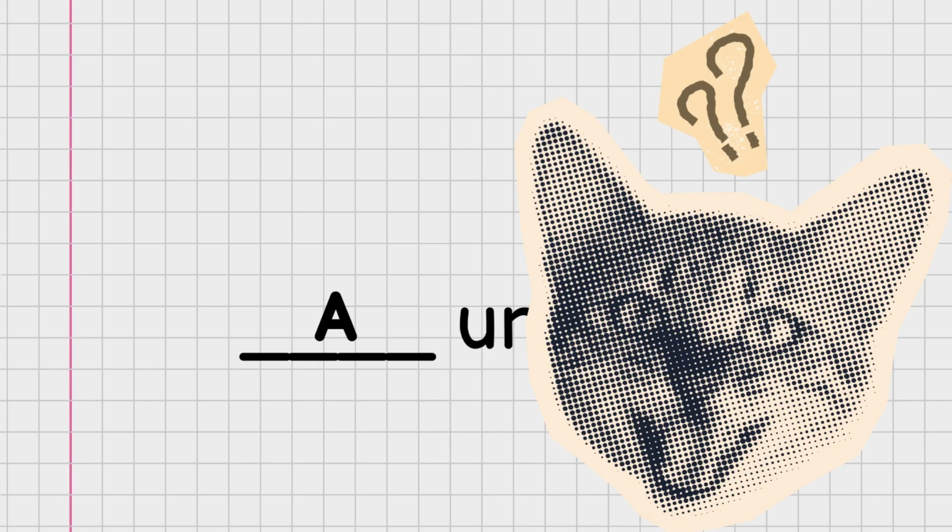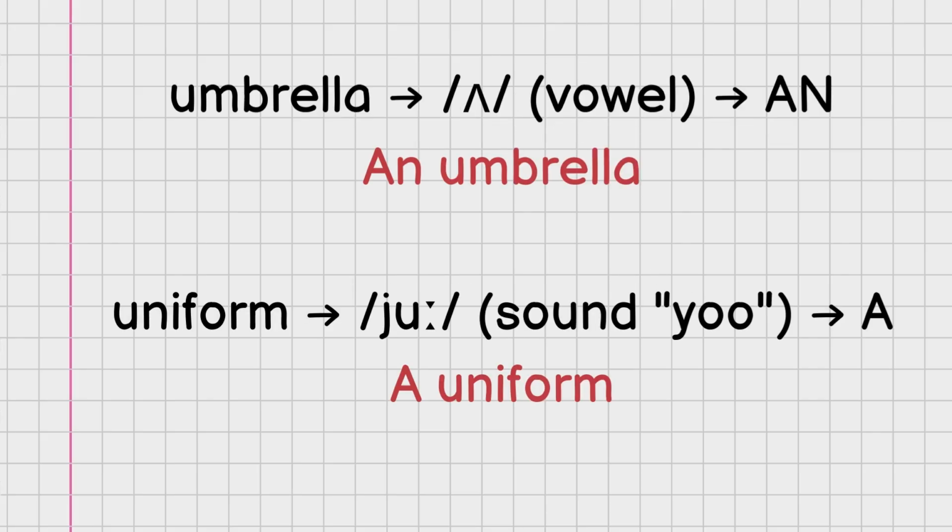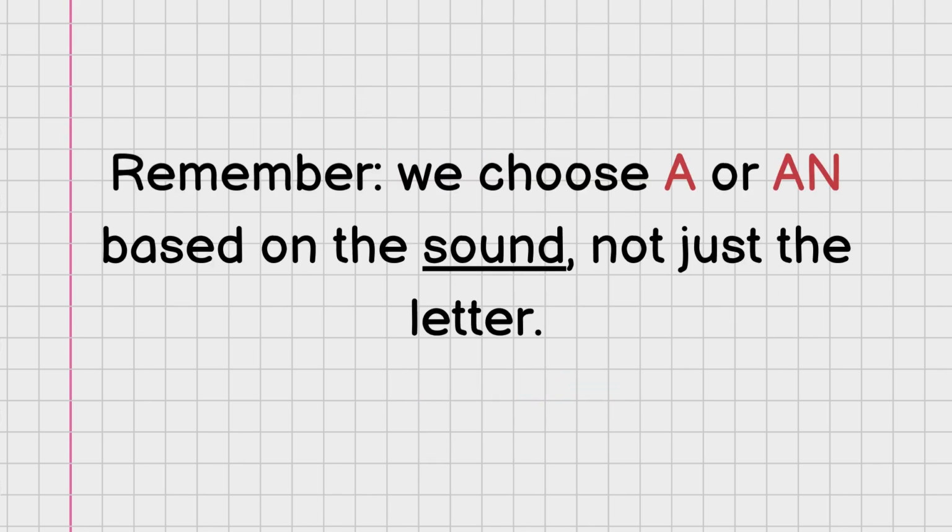But why? Sometimes a word starts with a vowel letter, but a consonant sound. The word university starts with a sound U, so we say a university, not an university. Look at these two words, umbrella and uniform. They both start with the letter U, but the sound is different. Remember, we choose a or an based on sound, not just a letter.